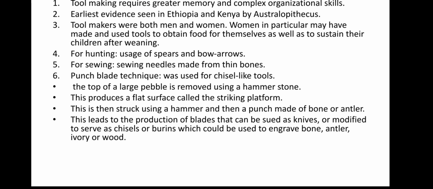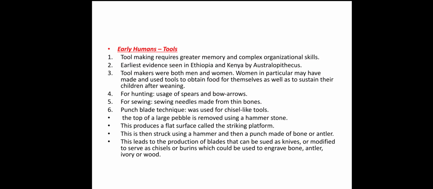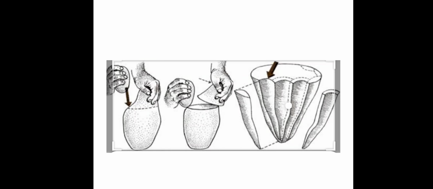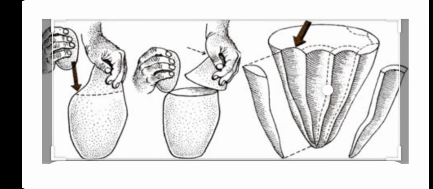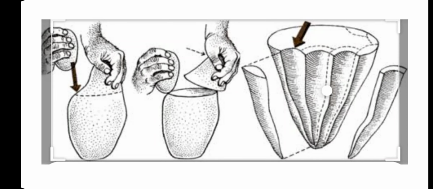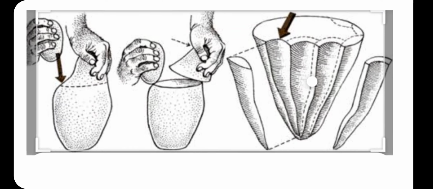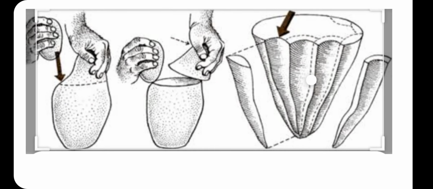Let's have a look at how this was happening. Here, this is the punch blade technique. I'm going from left to right. When you look at the first picture on the left, you see the large pebble. One hand is holding the pebble to keep it in place and the other hand has another stone to strike the large pebble. You're going to strike it and try to break off the upper part of it.